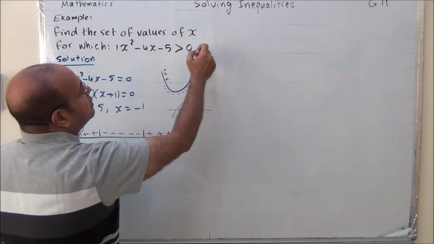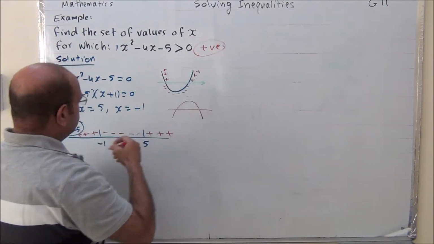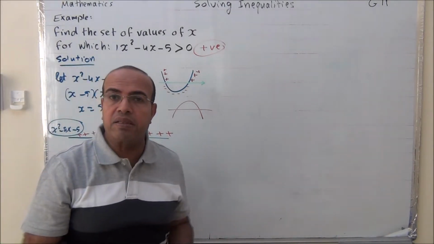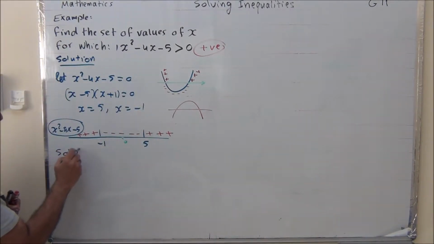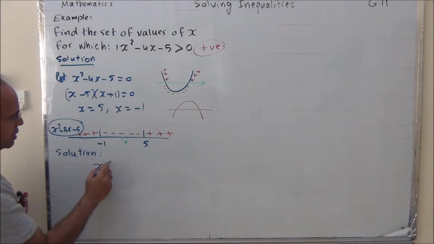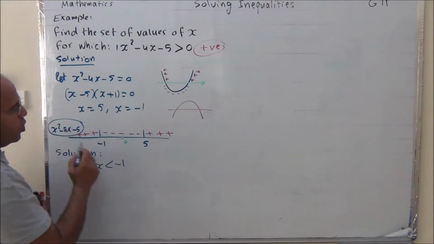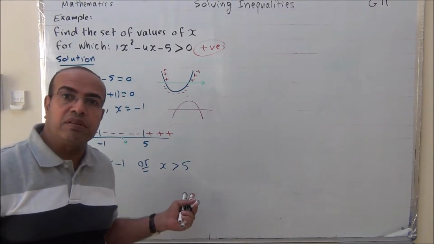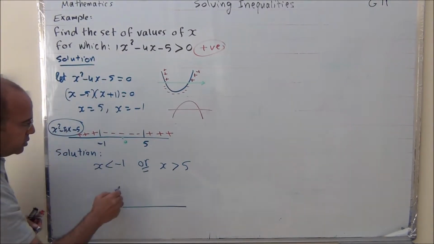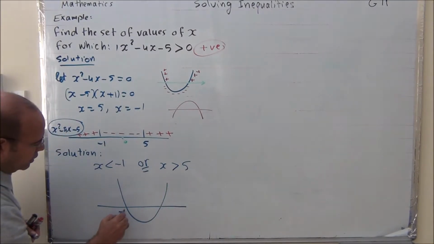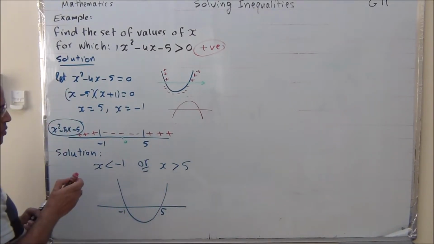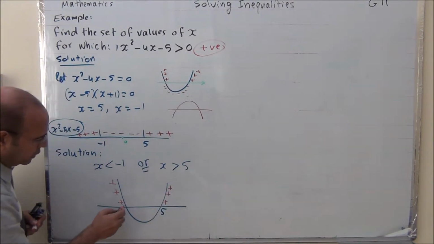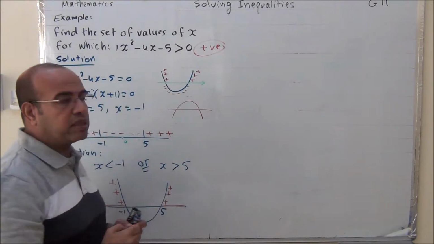What do we need? Greater than 0. It means positive. So when the inequality is positive, when x less than -1 or x greater than 5. So the solution of our inequality is x less than -1, this is positive, or x greater than 5. If we represent this one graphically, it comes like this. This is -1 and this is 5. And this part here up to the x-axis, it's positive. So our solution in this one, less than -1 or greater than 5.